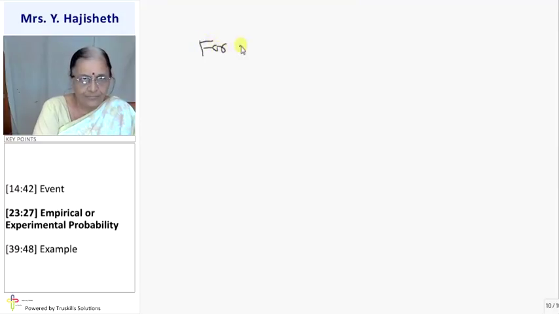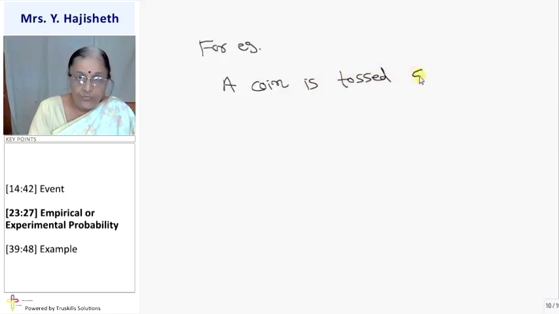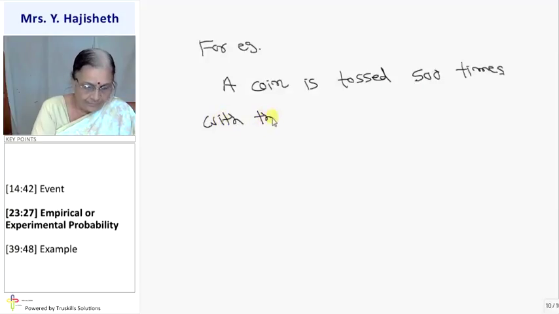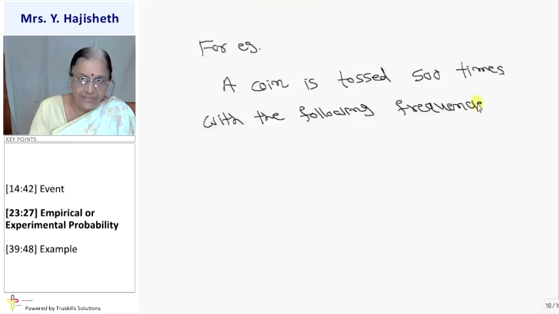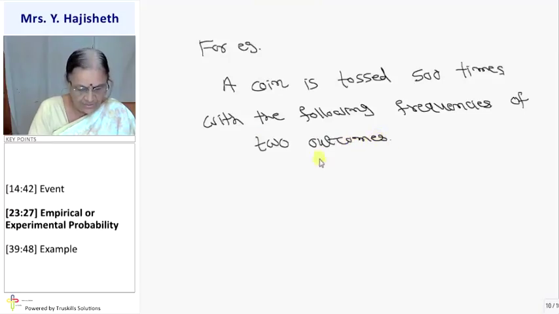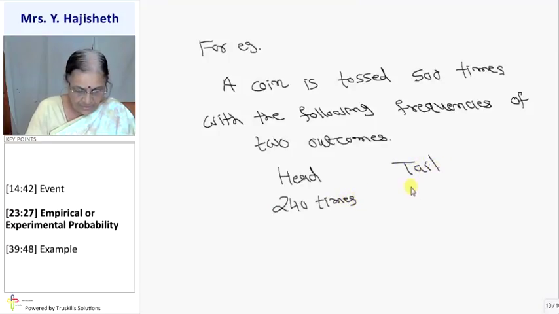For example, let us take one example to understand this. A coin is tossed 500 times, okay, with the following frequencies. Frequencies means how many times each outcome occurs. Frequencies of two outcomes. There are two outcomes, either H occurs or T occurs. Head occurs 240 times out of 500 times. And tail occurs how many times? 260 times. Because both together reach 500.